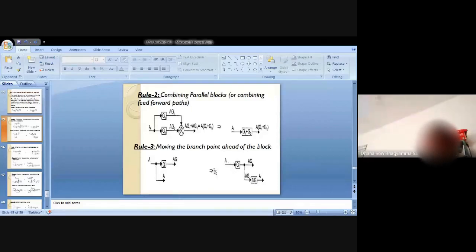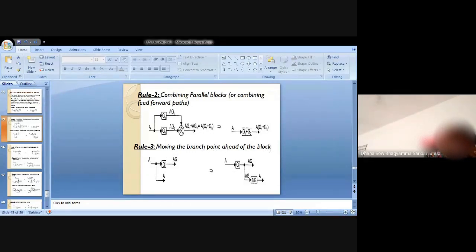Anybody wants to ask? If you have doubts in between, you can unmute yourself and ask me whatever doubt that you have. Okay. So one thing you must make sure is that the initial input value and the final output value should not vary. Next, rule number 3.